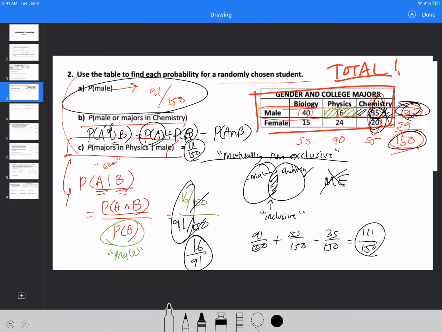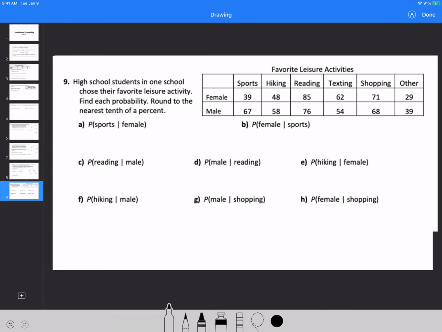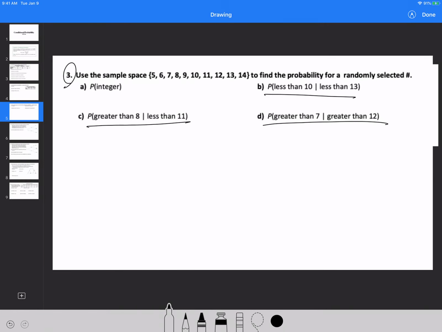Now for today, I wanted to go over a question that looks like this, and I wanted to assign homework questions based on this, which are all strictly just finding the given probability, or conditional probability. Here again we have three conditional probability questions, and we're also talking about something very interesting. It says probability of integer.